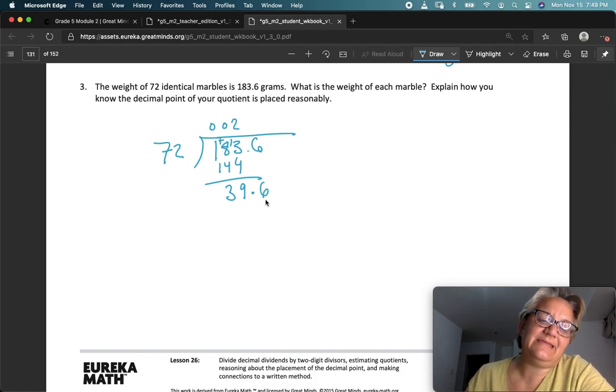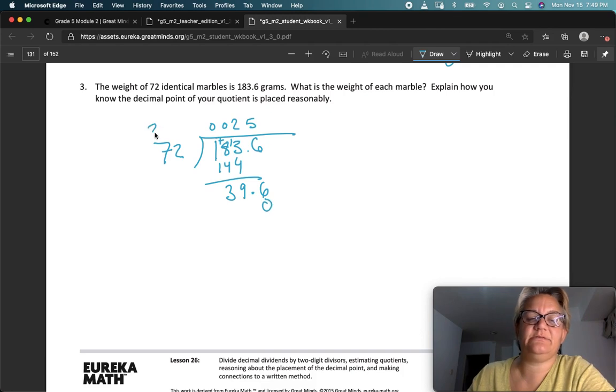And I think 7 would go into 35 5 times. So let's try that. 7 times 2 is 14. Carry the 2. 7 times 5 is 35 plus 2 is 37.